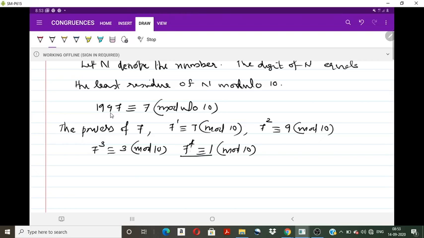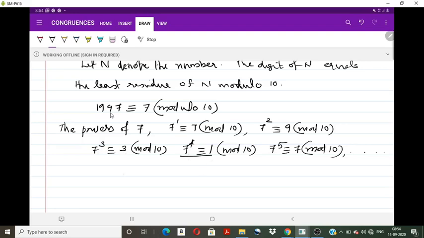Now we take the higher power 5. 7 raised to 5, we can see that all these powers will repeat. So 7 raised to 5 is again congruent to 7 modulo 10, and 7 raised to 6 is 7 square, which is congruent to 9. So this will repeat again. So we can see that 7 raised to 1 is congruent to 7 under modulo 10, 7 square is congruent to 9, 7 cube is congruent to 3, and 7 raised to 4 is congruent to 1.